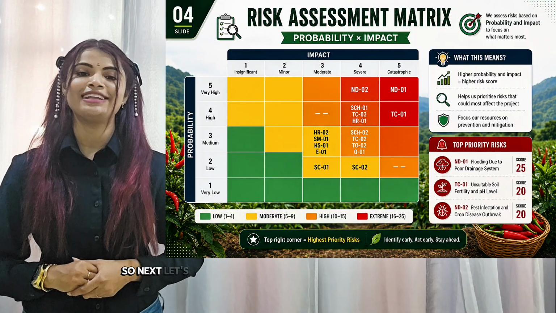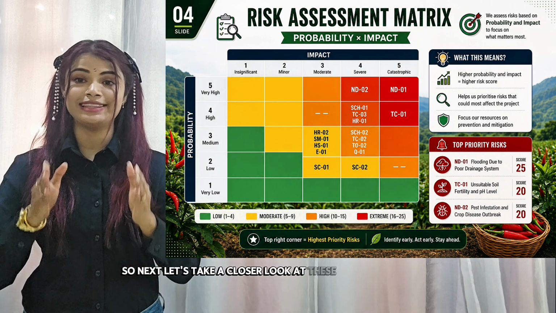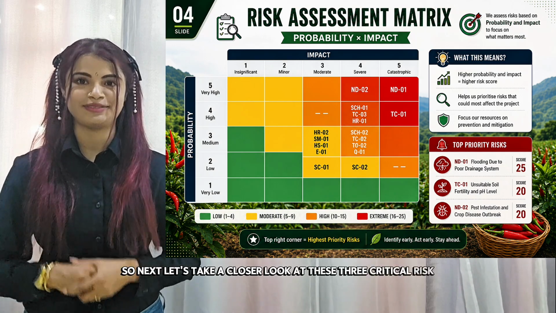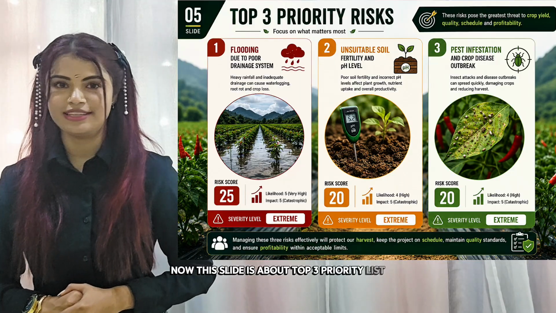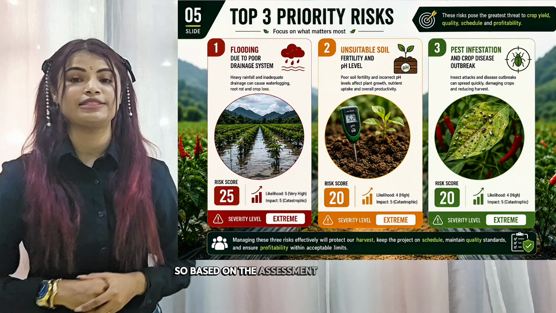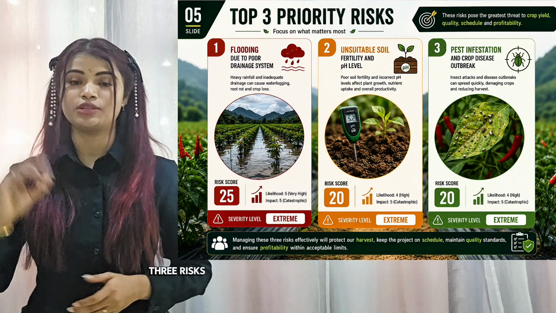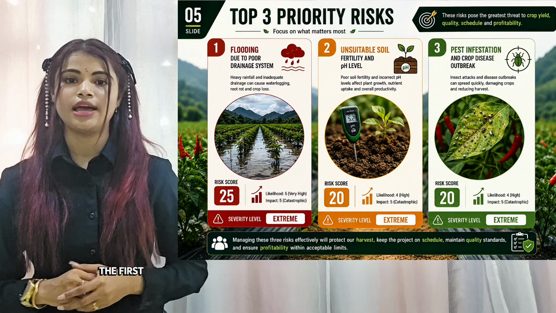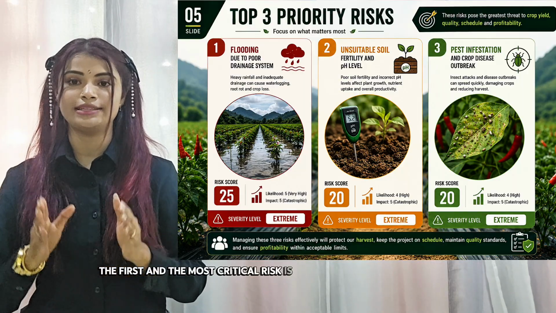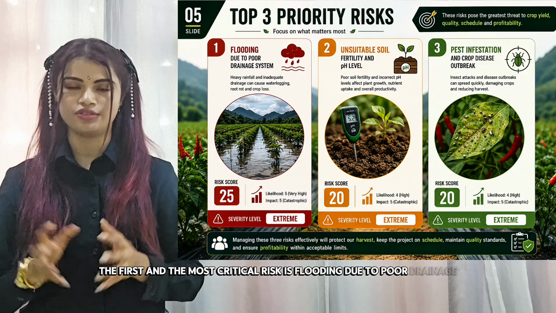So next, let's take a closer look at these three critical risks. This slide is about the top three priority list. Based on the risk assessment results, three risks were selected as the highest priorities. The first and the most critical risk is flooding due to poor drainage.